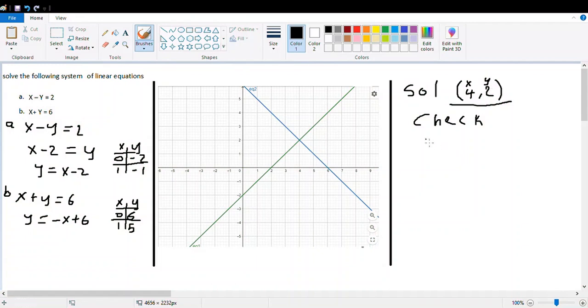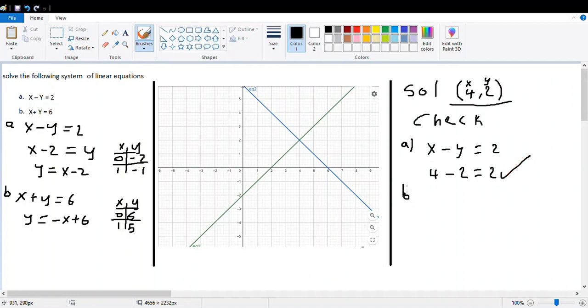Okay, let's check the first one. A, the original equation, is x minus y equals 2. Now let's replace x, according to my solution, with 4, minus, because it's the original equation, y is 2, according to our ordered pair. Now this is true. 4 minus 2 is 2. Yes, it's correct. It's true for the first equation.